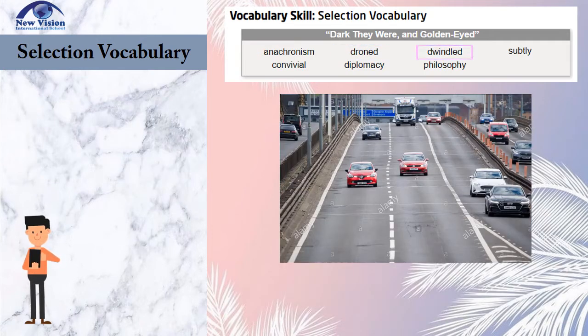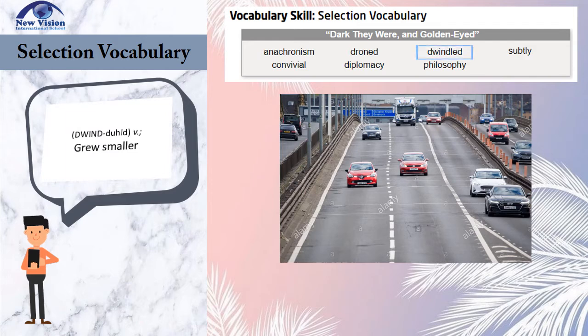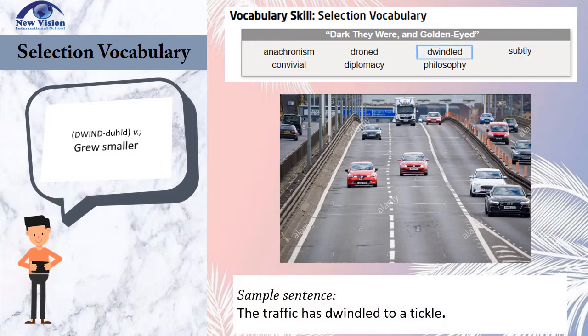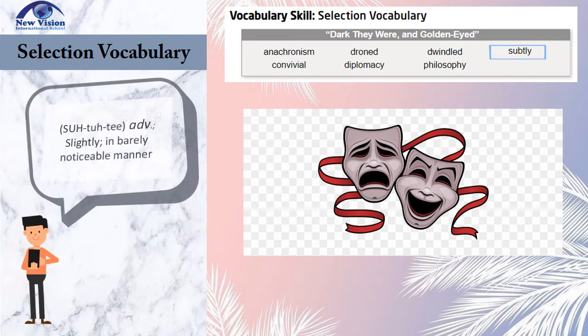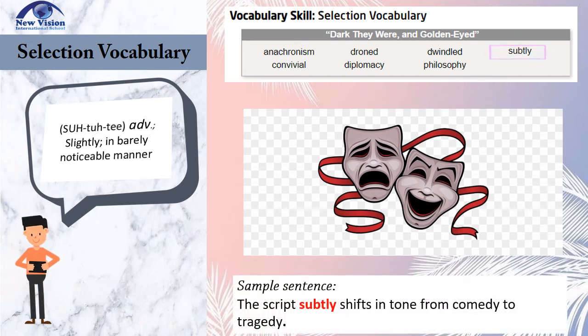The third word is dwindled. Dwindled is a verb that means grew smaller. Sample sentence: the traffic has dwindled to a trickle. The fourth word is subtlety. Subtlety is an adverb that means slightly or in a barely noticeable manner. Sample sentence: the script subtly shifts in tone from comedy to tragedy.